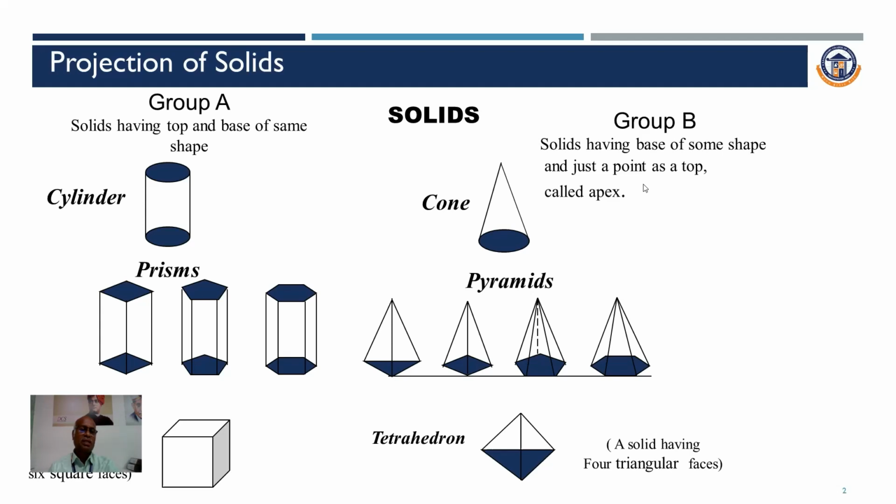Prisms include the cylinder, square prism, pentagonal prism, and hexagonal prism. Pyramids include the cone, triangular pyramid, square pyramid, pentagonal pyramid, and hexagonal pyramid. A cube is a solid having 6 square faces. A tetrahedron has 4 triangular faces. So mainly the solids have two categories, prism and pyramid.